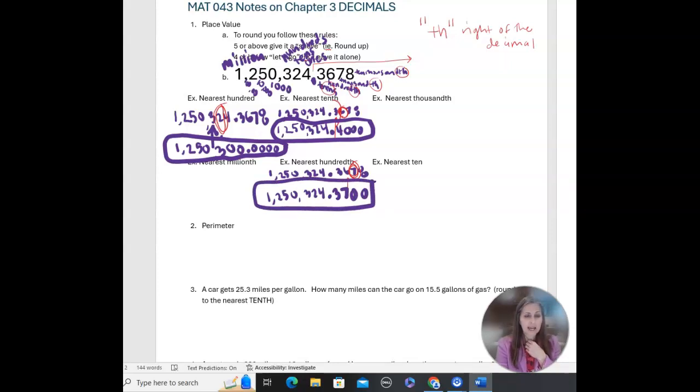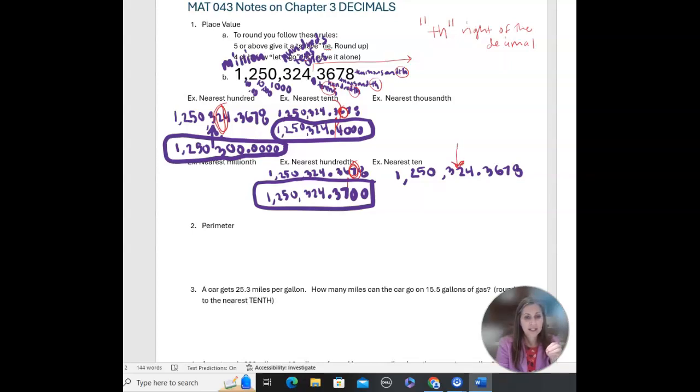All right, we'll do this one last. The nearest 10. Now notice it doesn't have a TH. So we're talking about the number before the decimal place. Remember, if it has a TH, you're talking about after the decimal. If it does not have a TH, you're talking about before. So the tens place is right here. 2 is in the tens place.